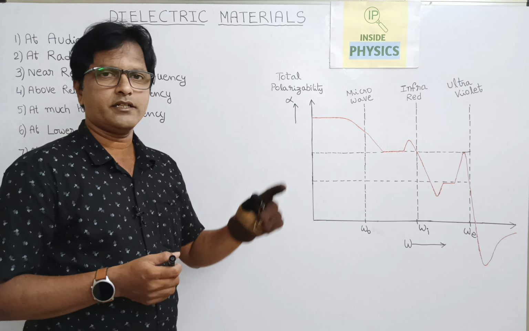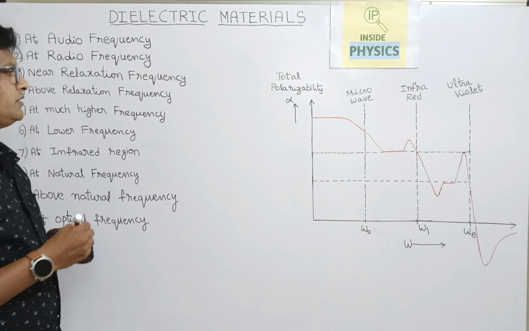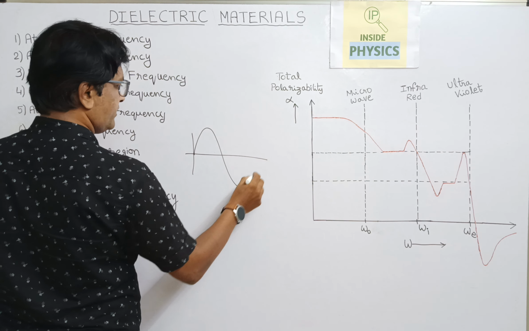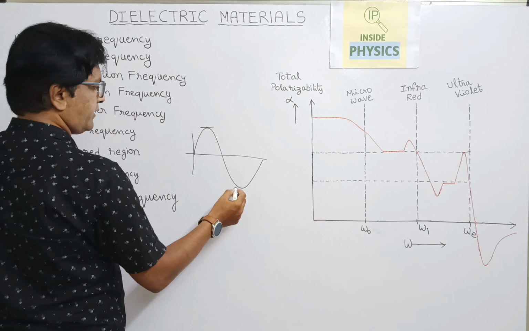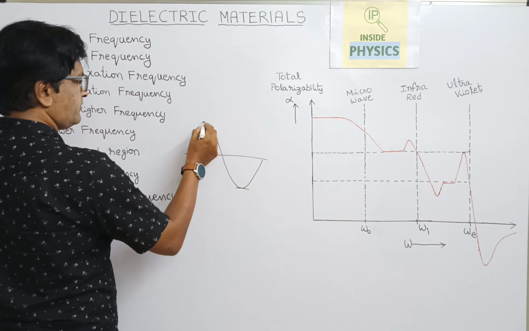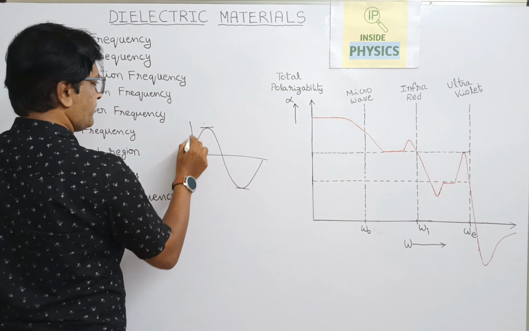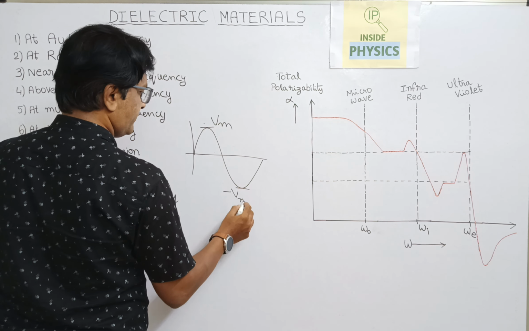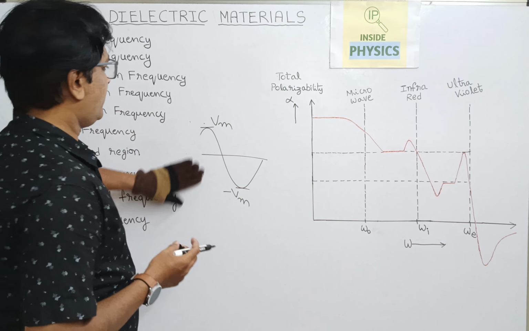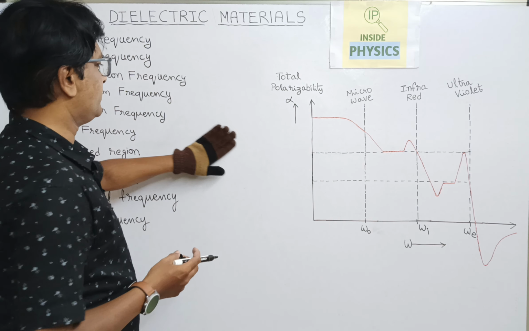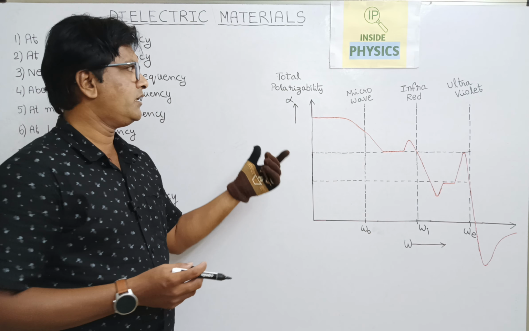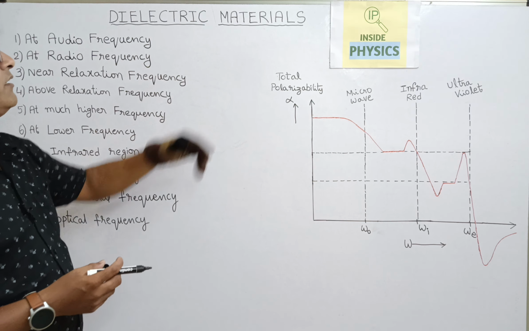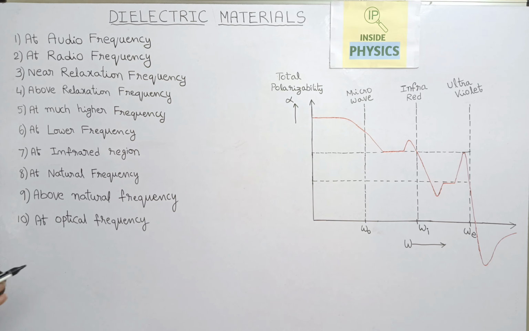You know, the alternating current is always represented by a sinusoidal curve, because the sinusoidal curve represents the positive side and negative side, and this is the maximum voltage and this is also the maximum voltage that you can apply. This is on the other side. So in this way the alternating current is applied, and in this session we study the polarizability of a dielectric material when we apply different frequencies.